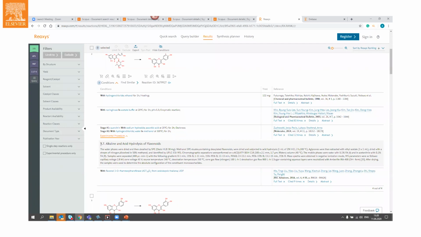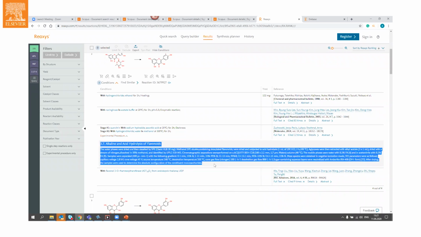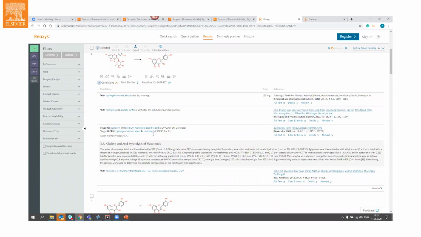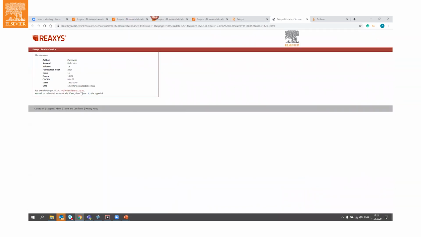Elsevier has a legal agreement with several hundred, about 300 if I'm not mistaken, leading journals, and accepts experimental procedures from these journals, and it also accepts experimental procedures from patents. So you can understand how to carry out this reaction even without access to the full text. But full text is also available, and from Reaxys you can first click here and you will go to the publisher website.